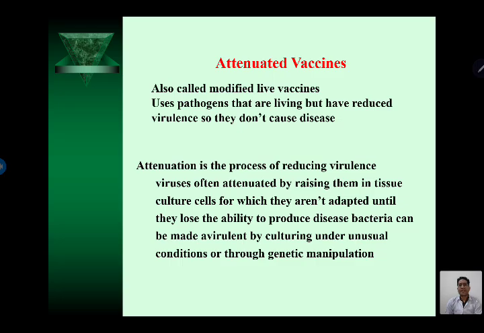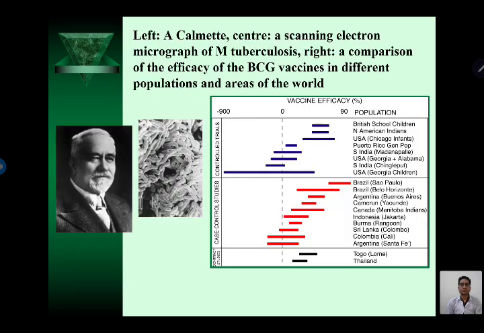Bacteria can be made avirulent by culturing under unusual conditions or through genetic manipulation. In the picture you can see on the left side a scanning electron micrograph of Mycobacterium tuberculosis. On the right side is a comparison of the efficacy of BCG vaccines in different populations and areas of the world.